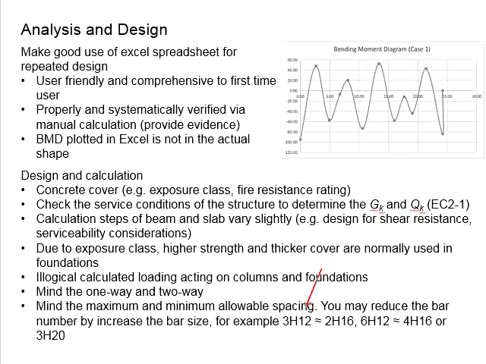Let's say you have 3H16. It can be easily converted into 2H20. You increase the size of the rebar and you reduce a unit of the rebar. You can check those from the tables of the areas of the reinforcement bars. By reducing the number of reinforcement bars, the spacing becomes bigger, and this will allow you to have better quality of compaction during the casting.